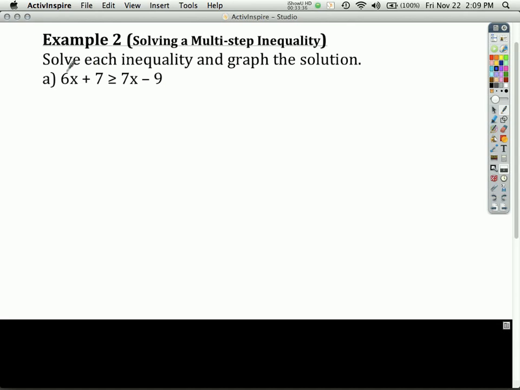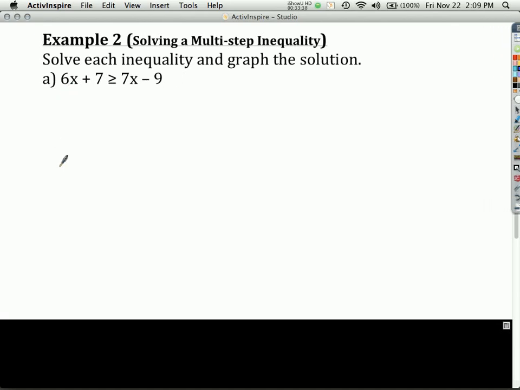So, just to make sure we're all on the same page, I do feel strongly that you should be able to solve this pretty quickly. But let's make sure we're all on the same page. What would be the first step?